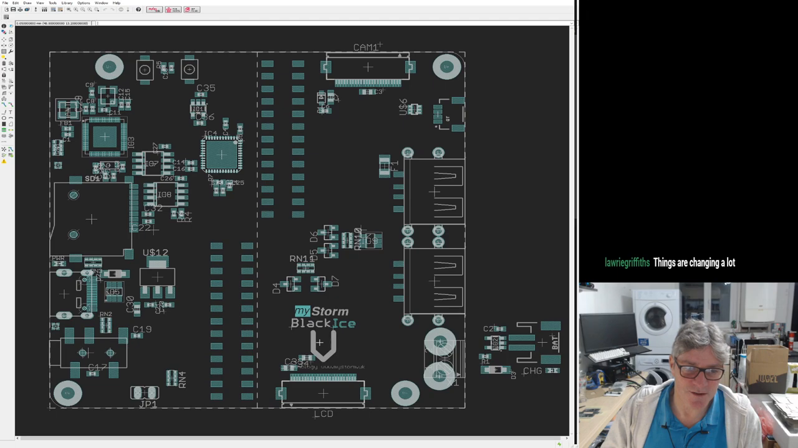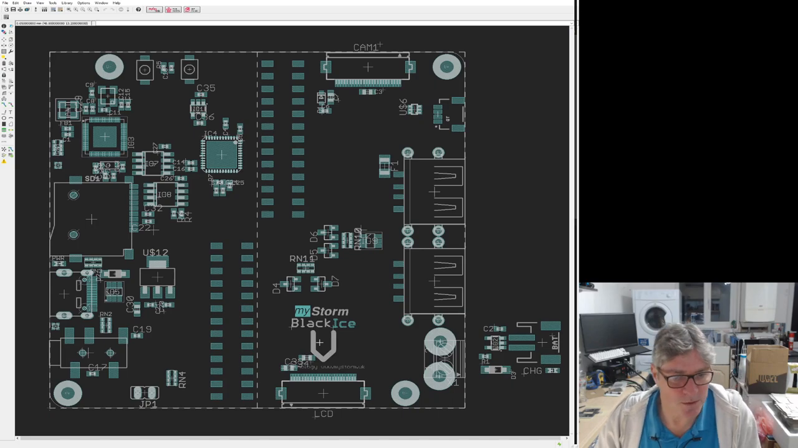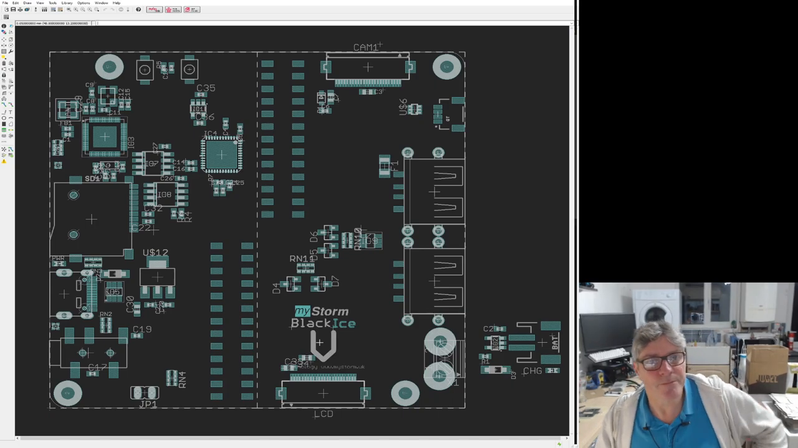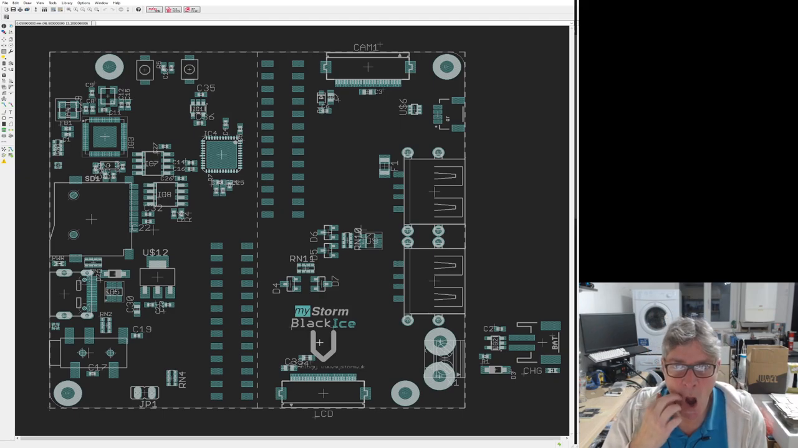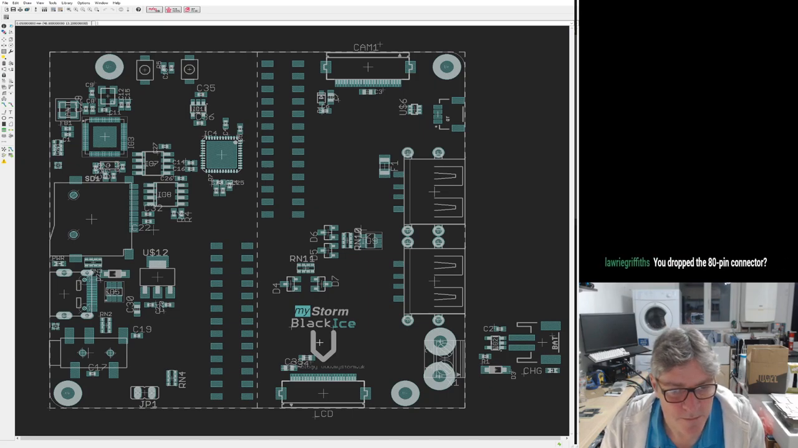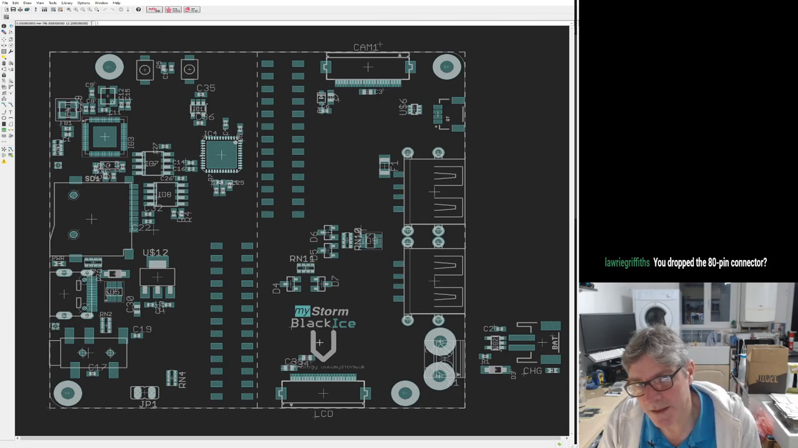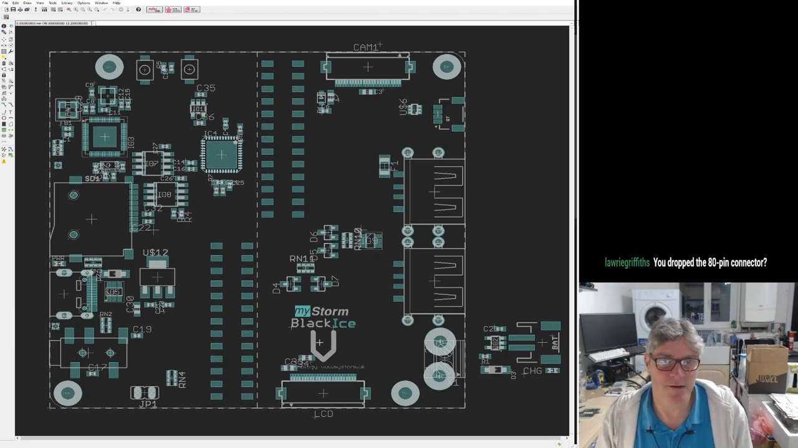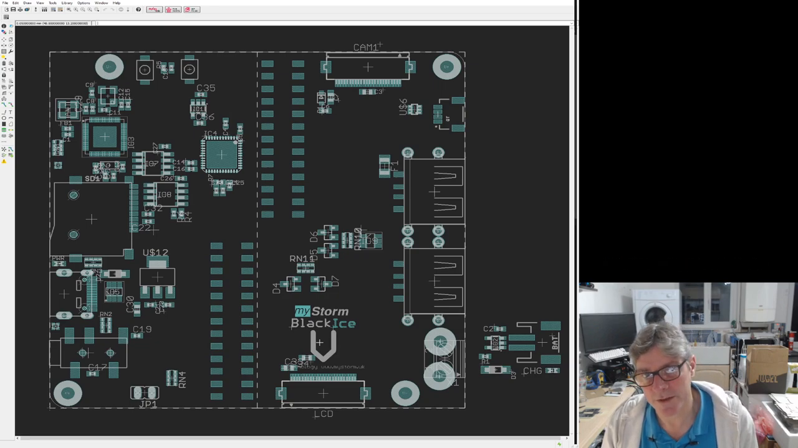Things are changing a lot, says Laurie. Well, possibly, yeah. I'm just exploring the space and trying to work out what's the best way to go. But I'm more and more sold on the tiling concept and on the stack. That's what's driving this to a degree. It just seems practical. I dropped the 80-pin connector. I still have that design, Laurie. I could still do that design. But yeah, if I went the stack route, you wouldn't get that, obviously.